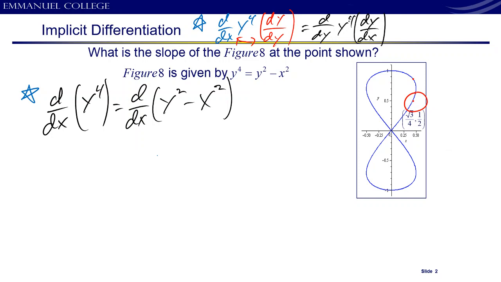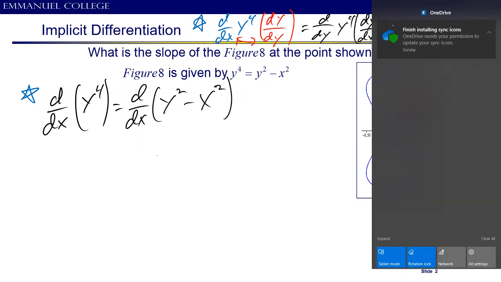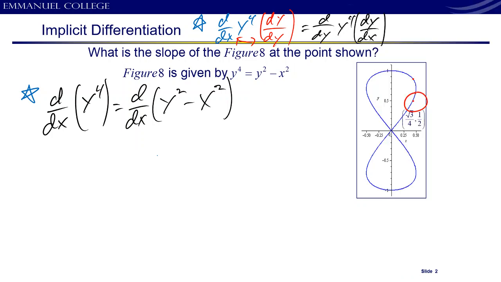Now we know how to take the derivative of y to the fourth with respect to y. That just leaves us 4y cubed times dy dx. So that leaves us on the left side with 4y cubed times dy dx.